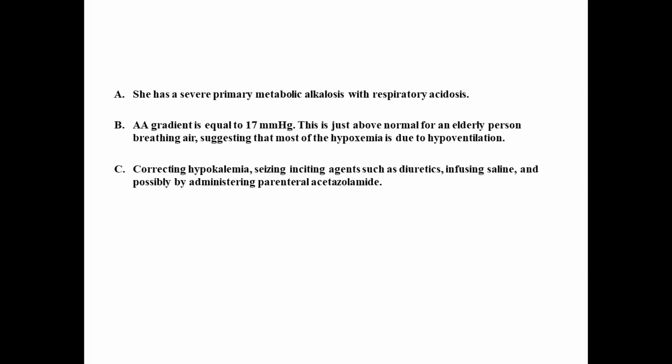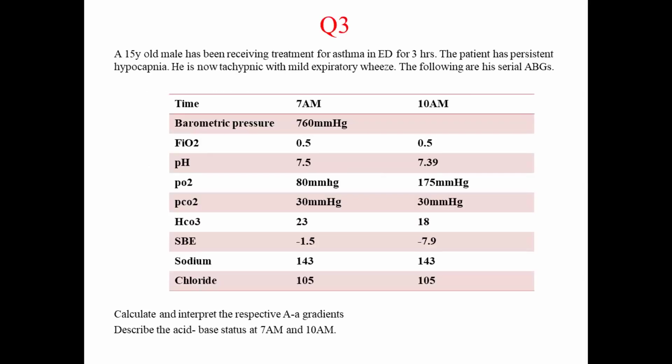So your A-a gradient is very good, absolutely. It is 17, which is just above normal for an elderly person. And this is secondary to your hypoventilation. I think till this we have solved last time, but now coming to this, this is very, very important.